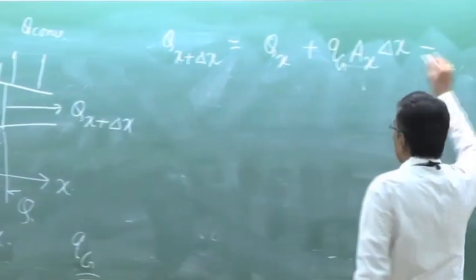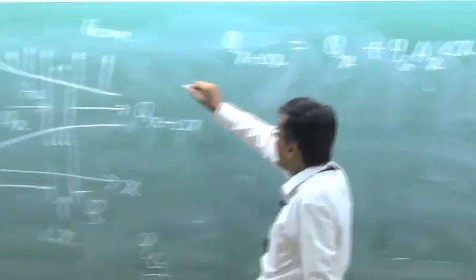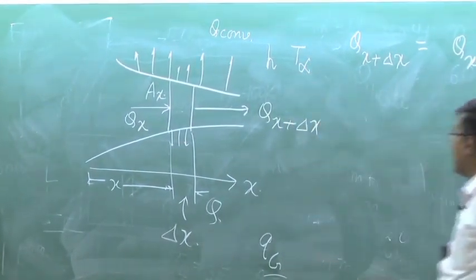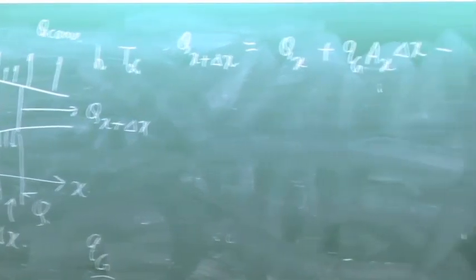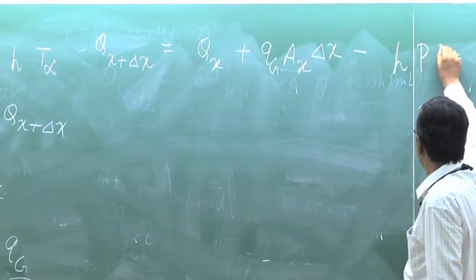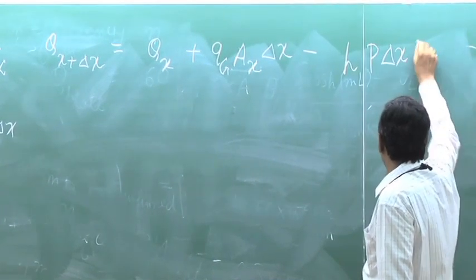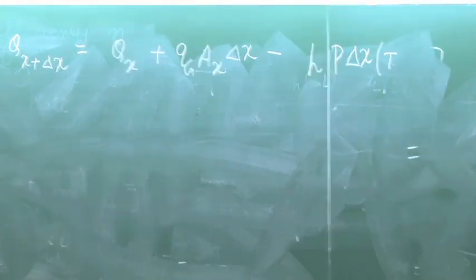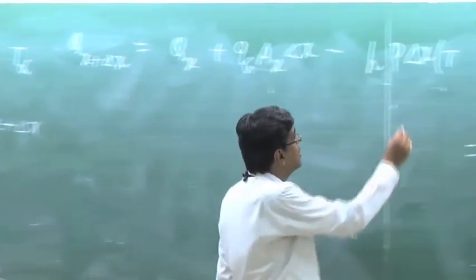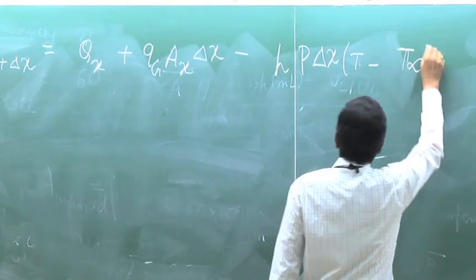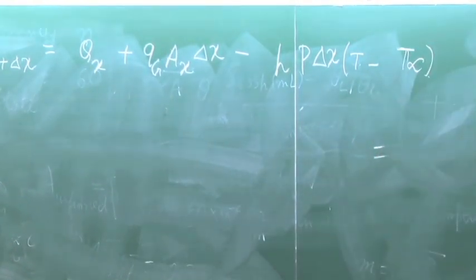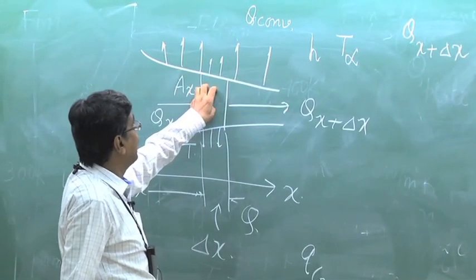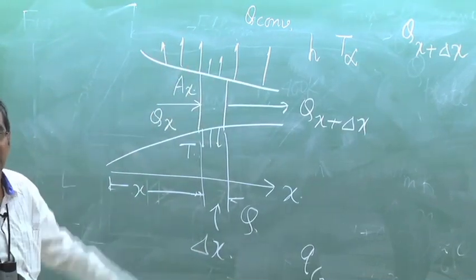Minus, now this convective heat transfer, to take care of it, h is specified, T infinity is specified. And I use a nomenclature perimeter P, so that P delta x is my area, and at that location if the temperature is T at x, then this will be T minus T infinity. That means Qx plus del x is Qx coming, plus this is generation of energy minus the convection. Clear?